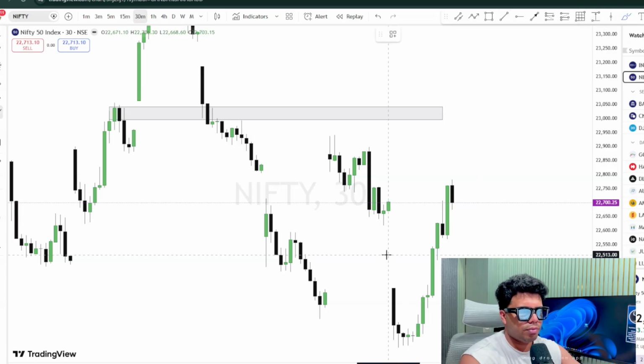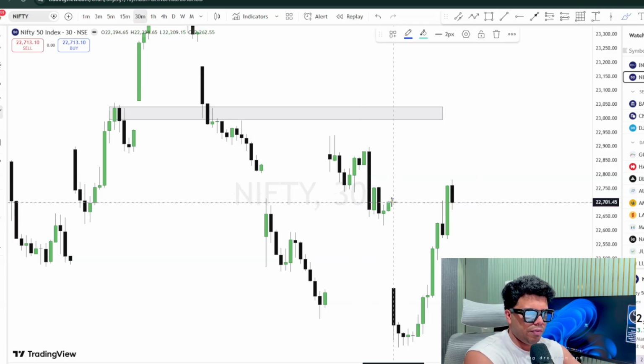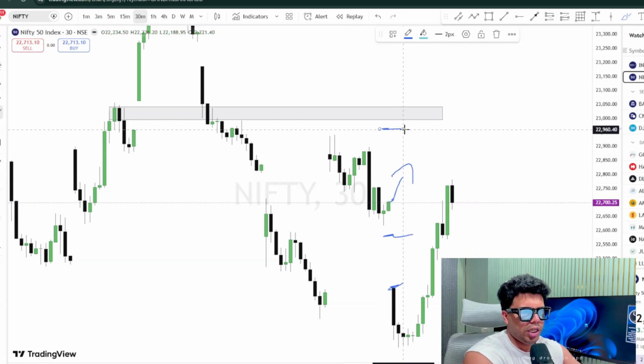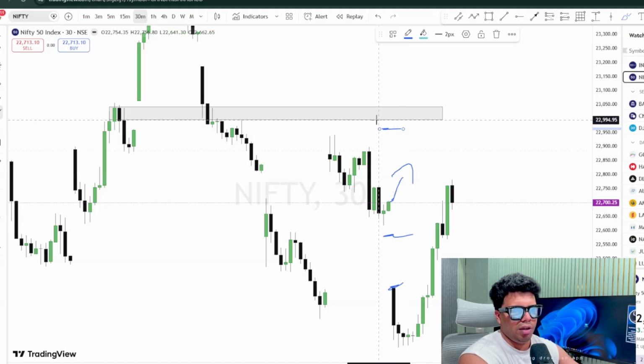Where's the sketch here? Take it as an example. If you enter long from here, and the next market close is here, your stop loss would be here, your target would be here, something like that. Because we are humans, we set the targets and stop loss in different places.